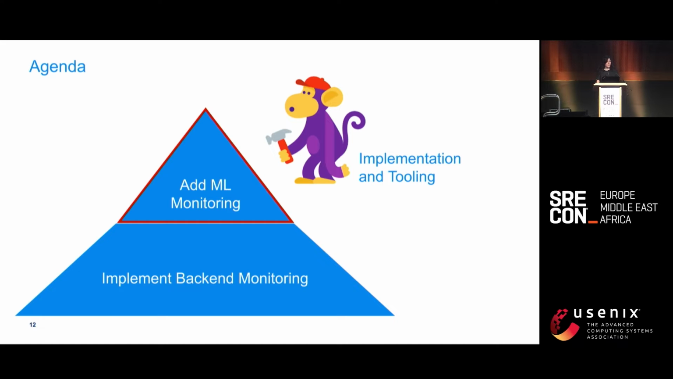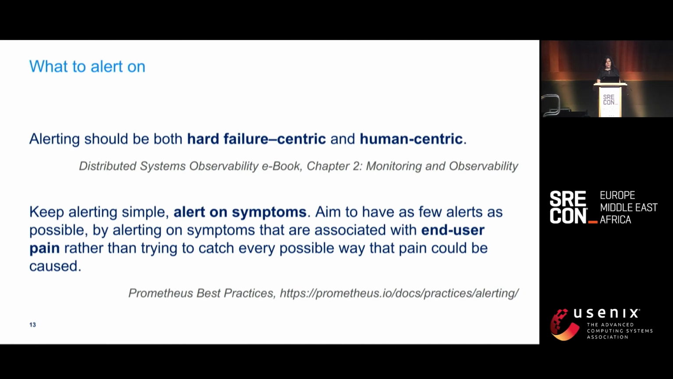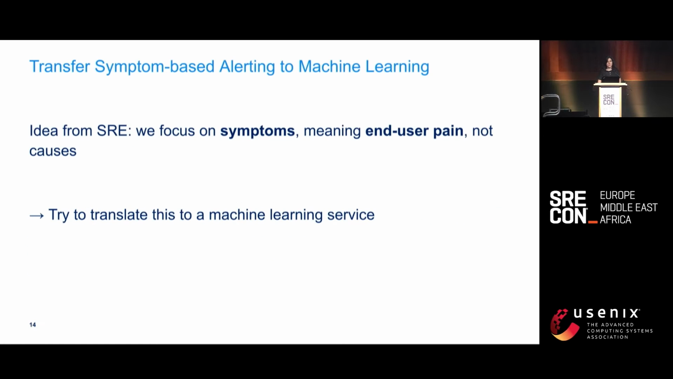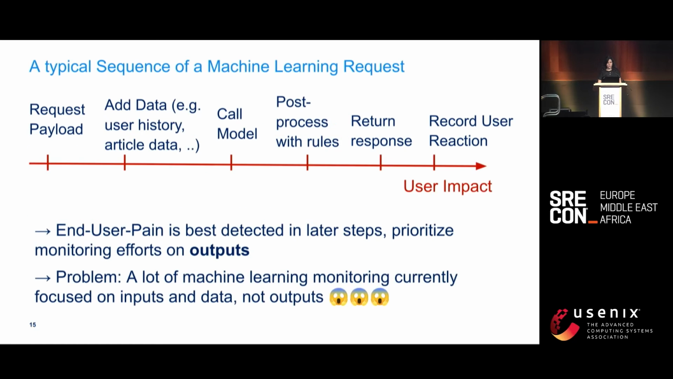So now that I've motivated why you should add additional monitoring, let's talk about how and what exactly. So I regularly joined the SRE guild at Zalando to learn a little bit more on operational stuff, and I learned this concept that you alert on systems and you focus on end user pain on your monitoring. And what I try to do is transfer this to machine learning and think about what does this mean in my domain? How should I do it? And I gave this a whirl 8 years ago.